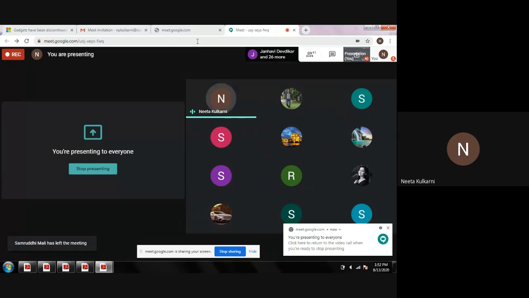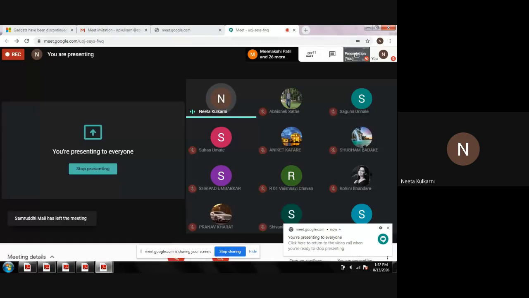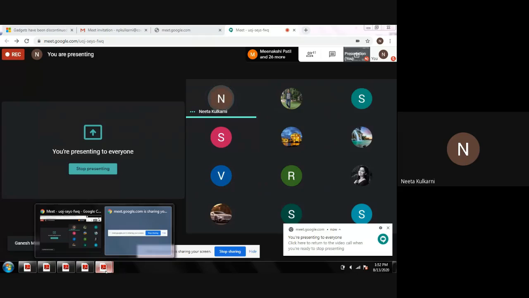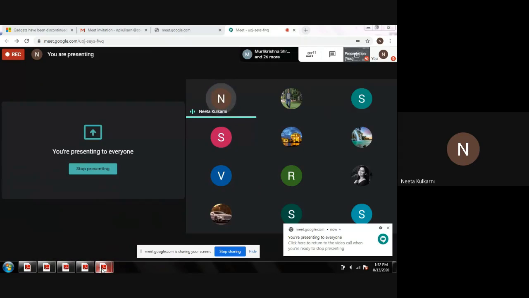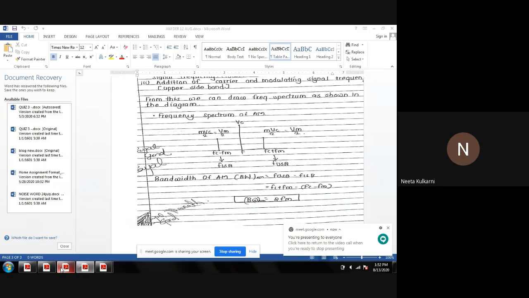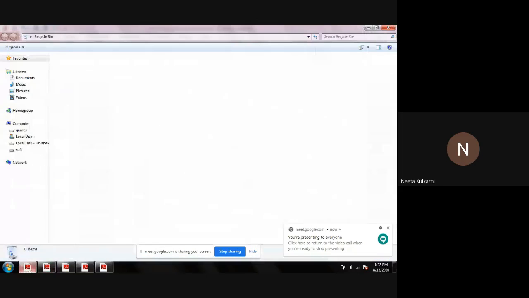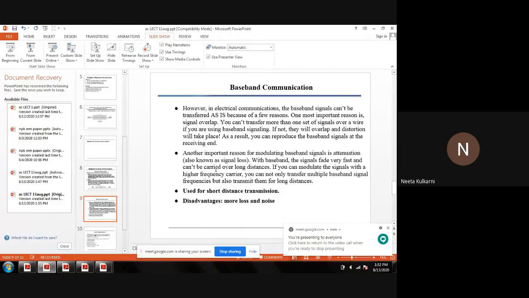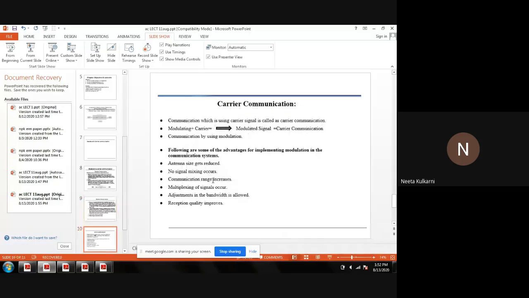Where we want to implement a system at low cost, and when the distance between transmitter and receiver is small, in that case we use the baseband communication system. That is about the baseband communication. Now the next communication system, what is it? The second communication system is carrier communication. Now what is the difference between carrier communication system and baseband communication system?